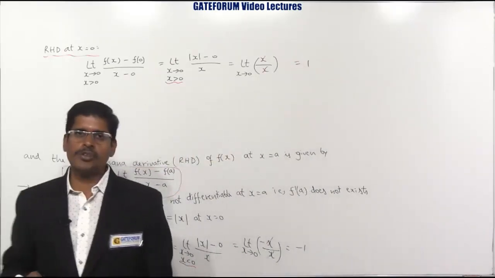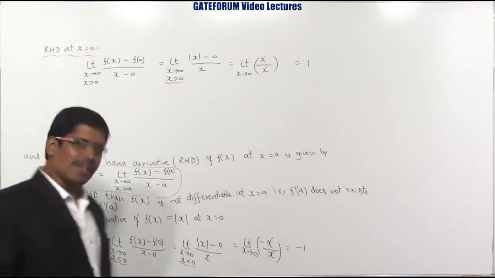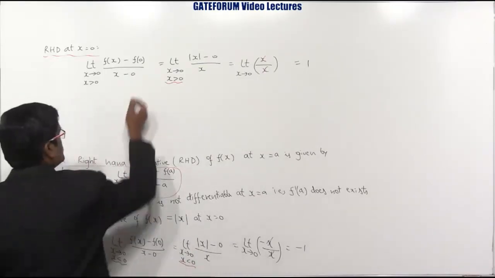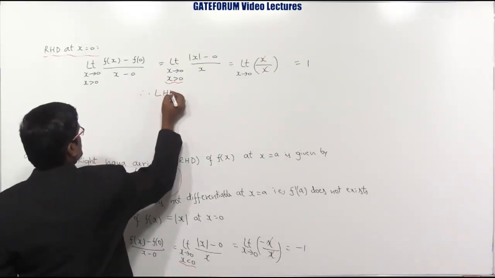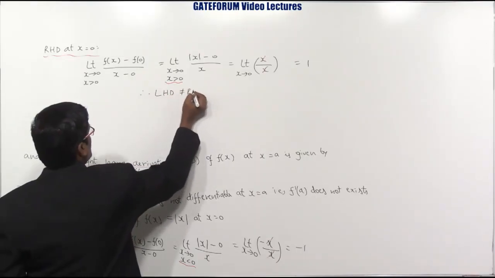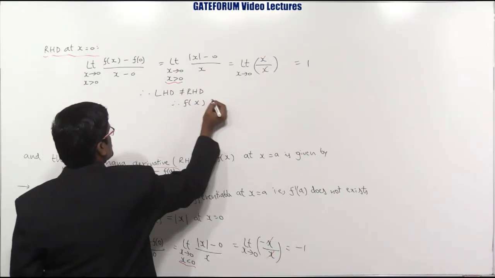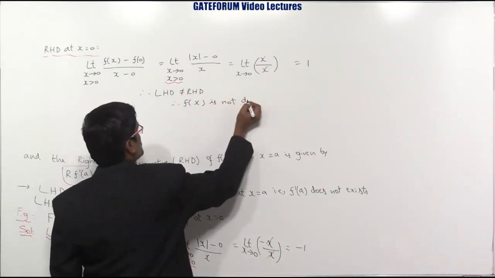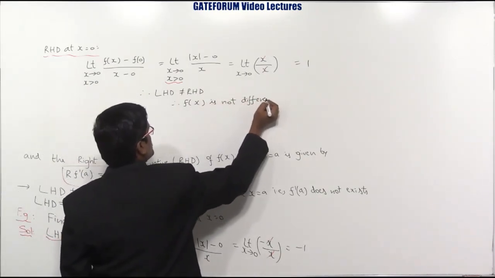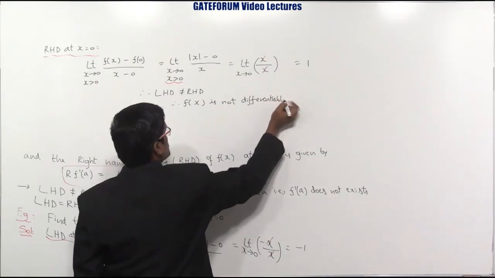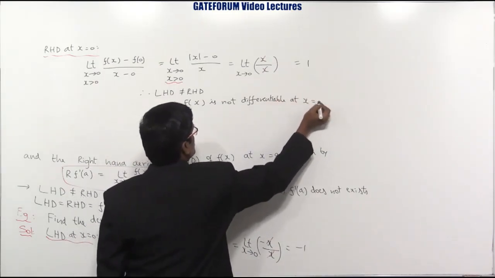So the right hand derivative is 1, the left hand derivative is minus 1. Both exist, but they are unequal. Therefore LHD is not equal to RHD. Therefore f of x is not differentiable at x is equal to 0.